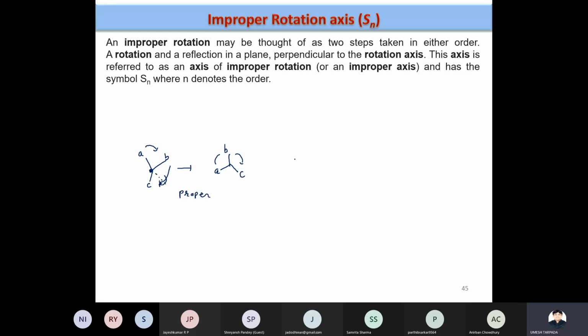But in the improper rotation, what happens? In improper rotation, this order gets changed. Or it is also called the rotation reflection axis.